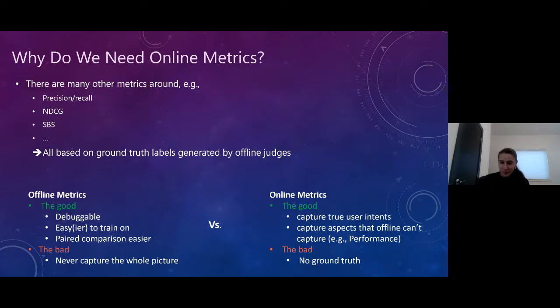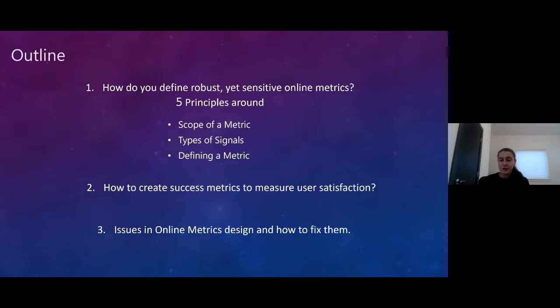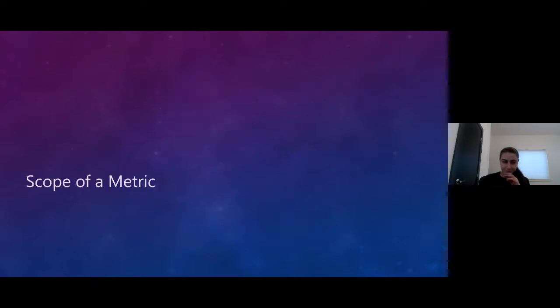So now that we know what online metrics are, for the rest of the talk, I'll be covering three main sections. The first one is, how do you really define robust and sensitive online metrics? And I'll be covering 5 principles to help with the design of online metrics. I'll dedicate some time to talk particularly about success metrics themselves and how to measure user satisfaction in your online product. And then the last point, I'll discuss some more challenges that come up and how to fix them overall. So let's get started.